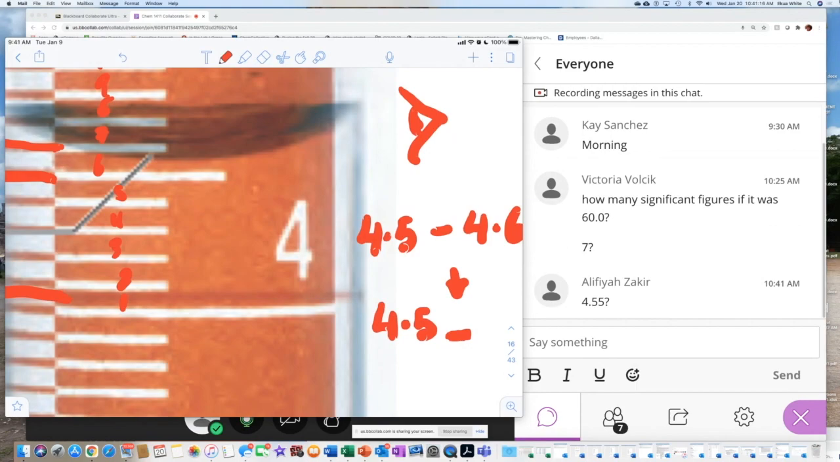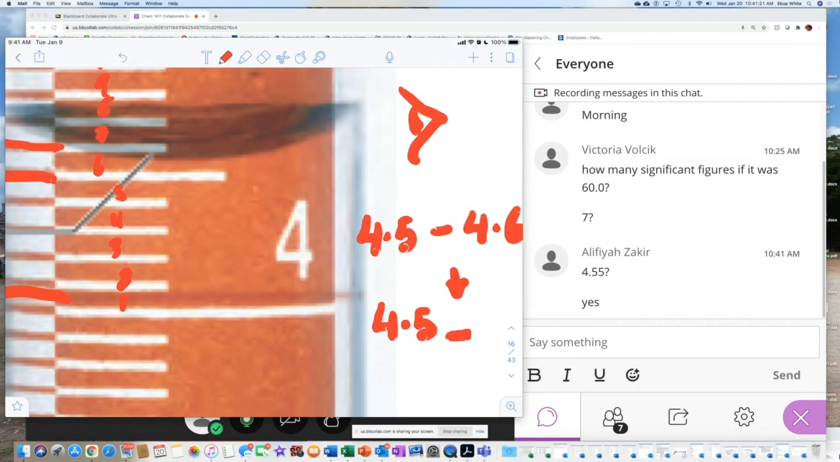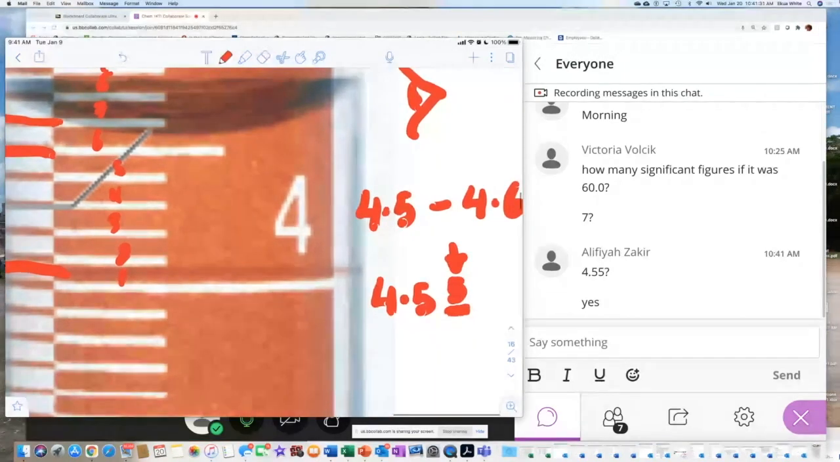Okay, thank you, Alifia. Is that how to pronounce your name? Okay, so 4.55. So she's thinking that it's halfway through. Okay, so I write 4.55. Anybody else? I say it's 4.57. Does it make me more right than her? No, that's just how I see it. Anybody else say a different number?